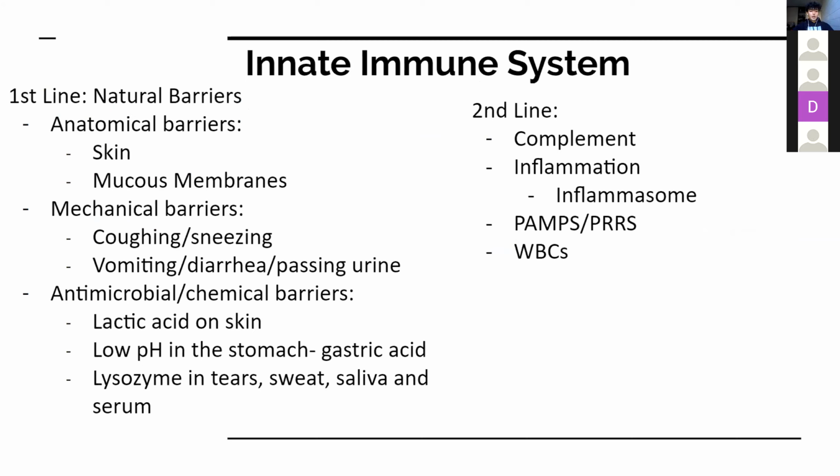Some of the antimicrobial and chemical barriers are lactic acid in the skin, low pH in the stomach, and lysozyme in tears, sweat, saliva, and serum. And then the second line is where it gets a little bit more complex. So the second line of the innate immune system: you've got your complement activation, inflammation via the inflammasome, your PAMPs, your PRRs, and then a bit about your white blood cells. All right, let's move on.